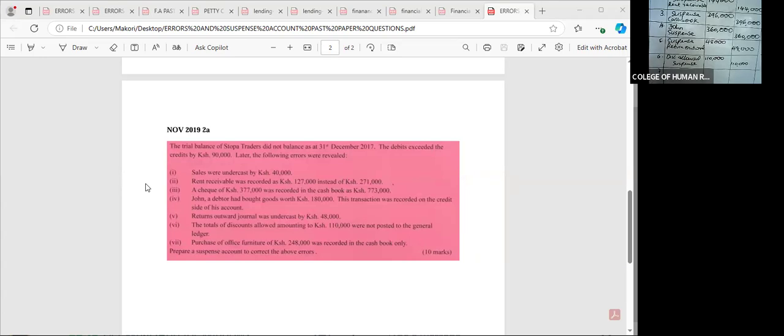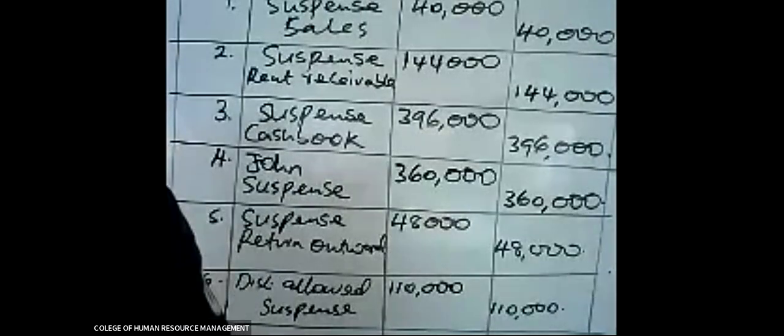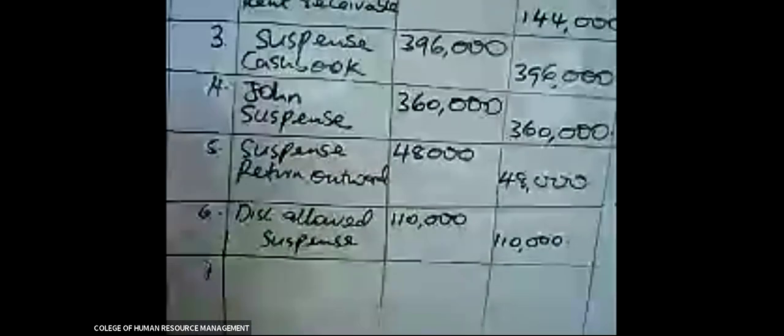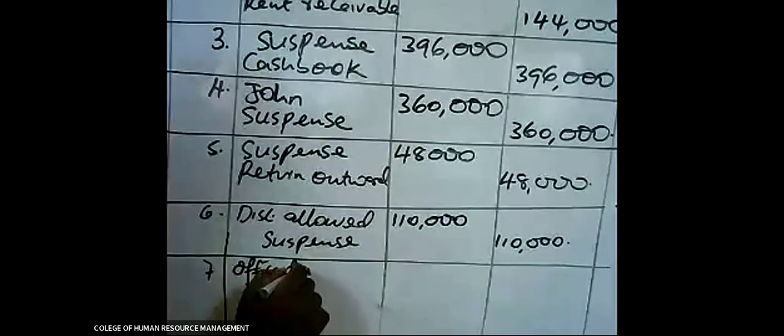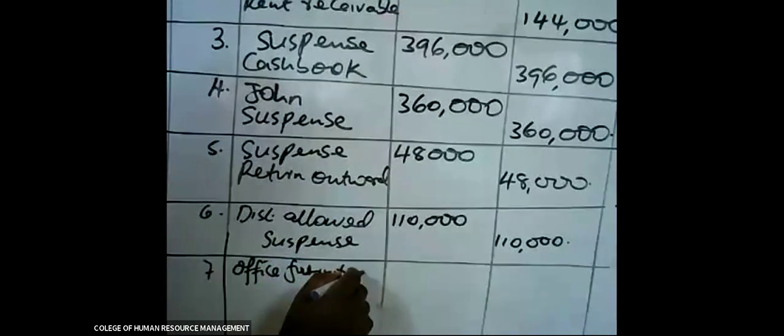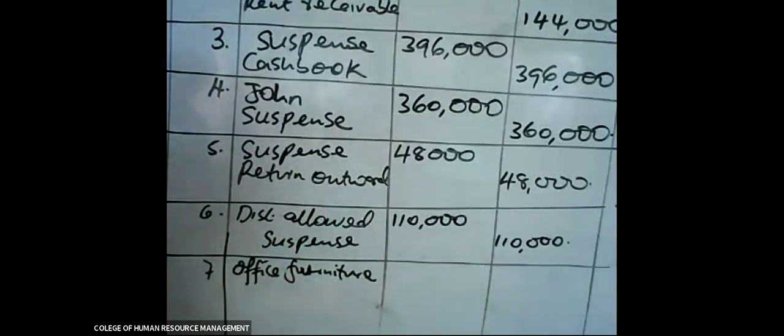So we are told that it was recorded in the cash book only. So we credited the cash book, we forgot to debit the office furniture. So go ahead and do the debit now. So you debit the office furniture. How much was this?